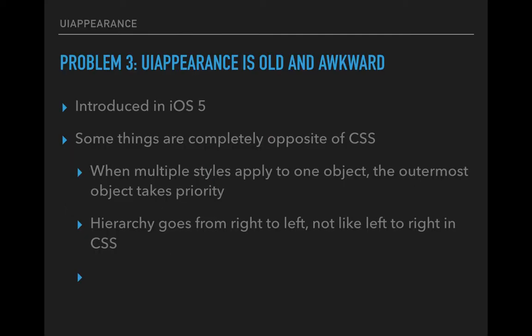Gotcha. Okay, so the third problem is that it's old and awkward. It was introduced back in iOS 5, and some things are completely opposite of CSS. When multiple styles apply to one object, let's say you have a rule that all labels are red, but all labels within a collection view are blue, the outermost object takes priority. So the red still wins. All labels are red. Oh wow.